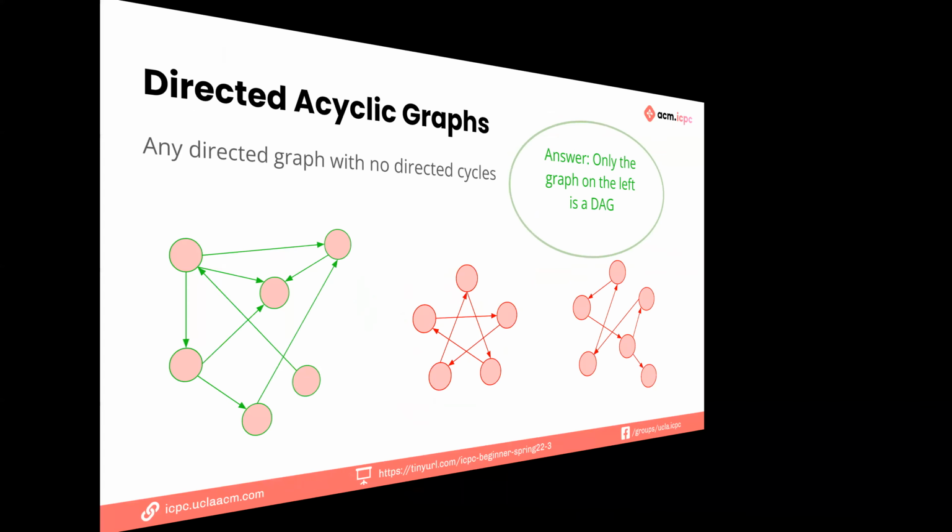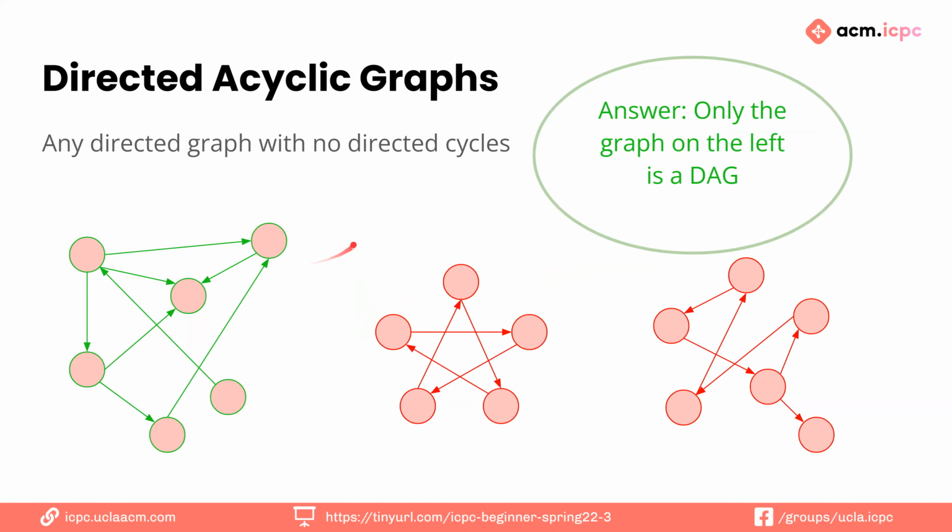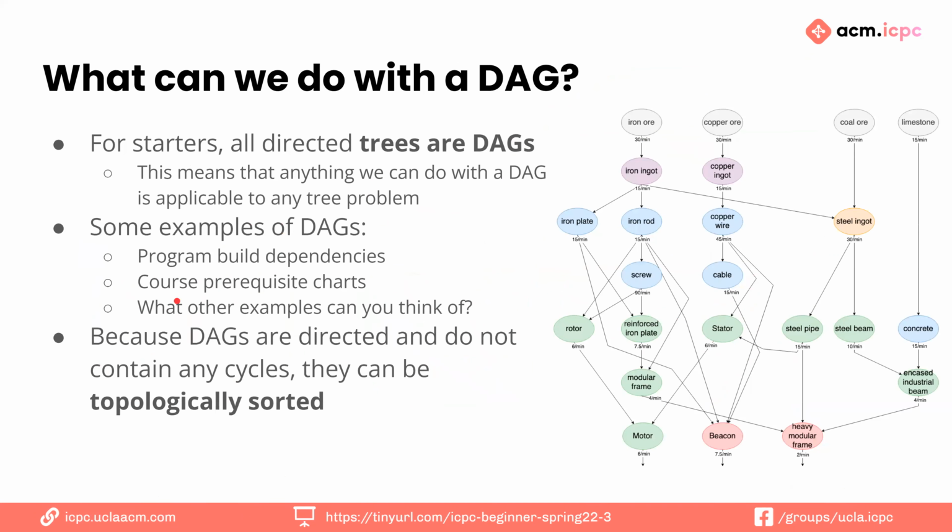You're correct. It's just the first one. And here's the cycle. Here's the cycle. So yeah, this one doesn't have a cycle. So that's the only DAG.